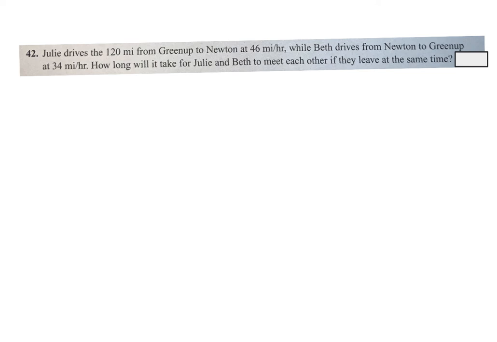Julie drives 120 miles from Greenup to Newton at 46 miles per hour, while Beth drives from Newton to Greenup at 34 miles an hour. How long will it take for Julie and Beth to meet each other if they leave at the same time? All right. So this is towards each other. We have Julie and we have Beth. How fast is Julie going? She's going 46 miles an hour. Beth is driving 34 miles an hour.